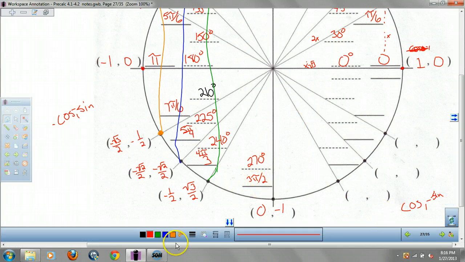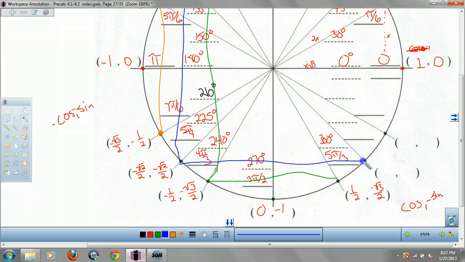Okay. Take my green, connect these guys. 270 plus the 30 is 300 degrees. So we have 4 pi over 3, so this guy's going to be 5 pi over 3. -1/2 is now going to be +1/2 because we're going to the right. It's still going to be -√3 over 2 because you're still going down. Okay? Over here.